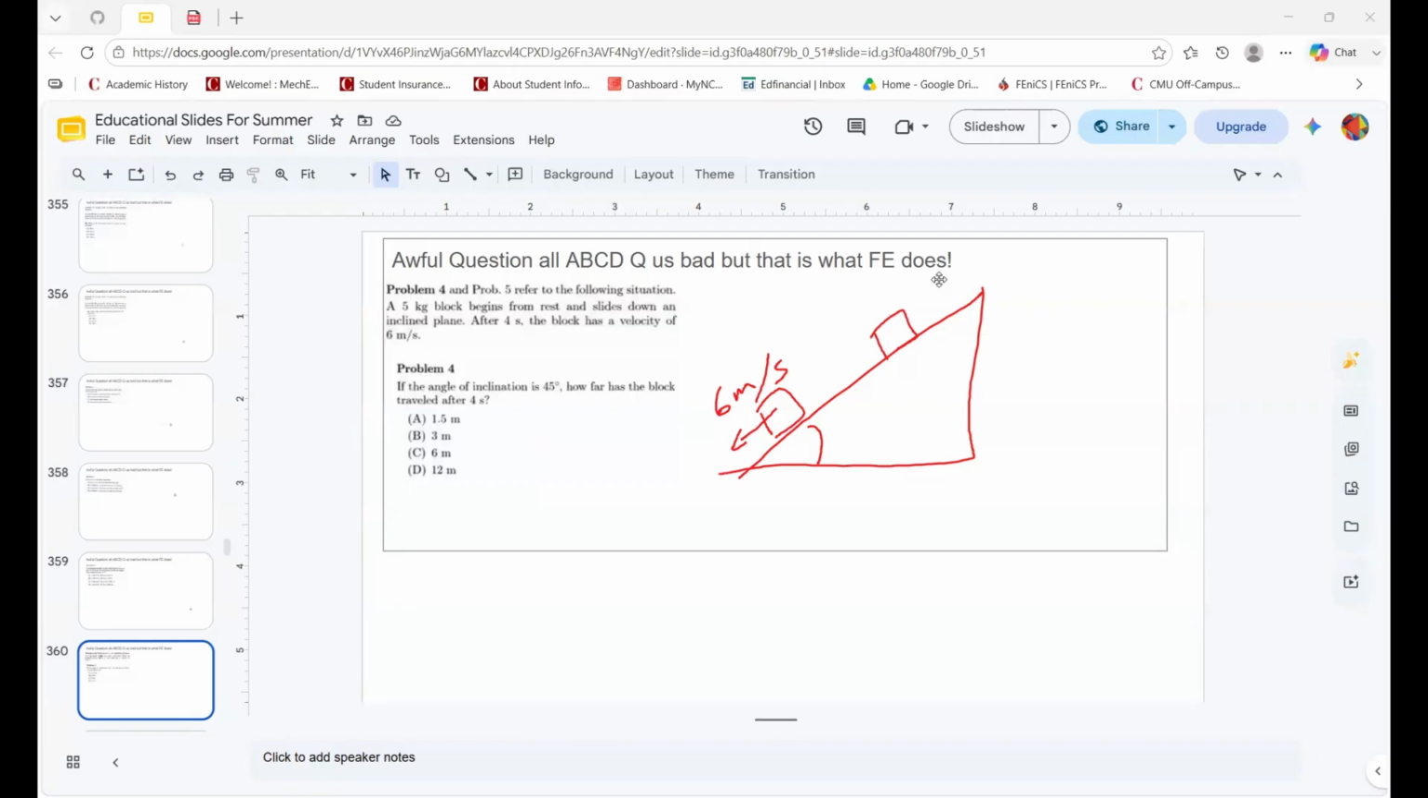It slides down the incline, and after 4 seconds the block has a velocity of 6. So let's think for a second. It must have a constant acceleration because it's going down. So I'm going to assume something: V final equals V initial plus AT. V final we already know is 6, and V initial is 0, plus A, which we don't know, times T. T we know is 4 seconds. So 6 divided by 4 equals acceleration.